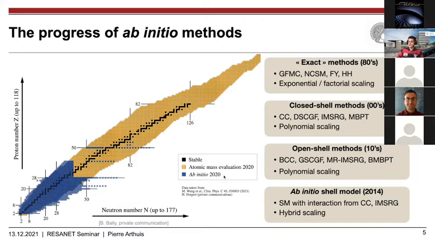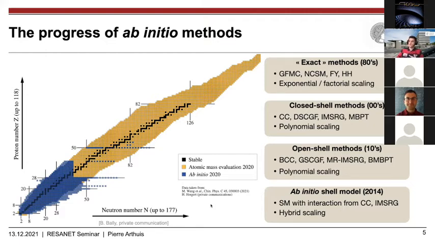So as you can see, as of 2020, with ab initio methods, you're able to compute pretty much every nucleus up to the nickel isotopic lines, and then some, a couple of nuclei in between. So that's the reach of ab initio methods right now.